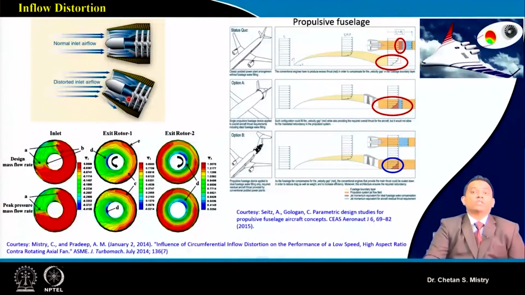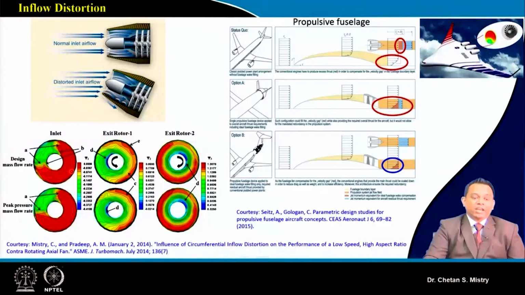Now, in order to understand what is happening with inflow distortion on a contra-rotating configuration, we have generated artificial distortion here. You can see we have taken a 90-degree sector at the entry of rotor 1, and these are the measurements using a 7-hole probe before rotor 1. You can see the propagation of distortion under two different configurations: this is my design mass flow rate and this is my peak pressure mass flow rate configuration.